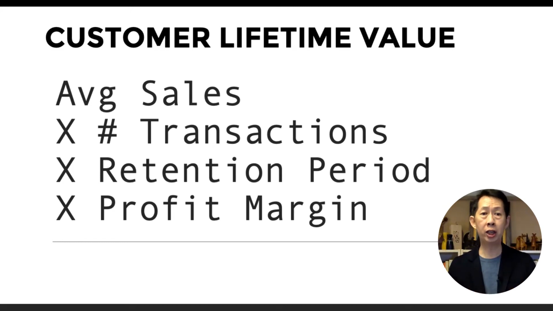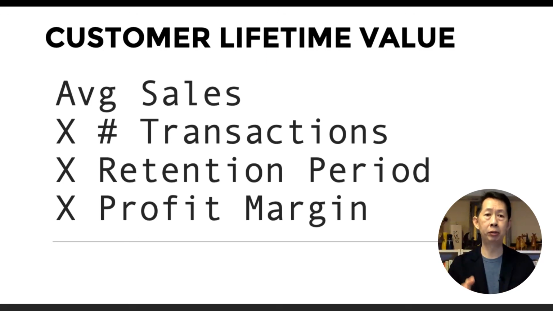Then you take this number and multiply by your profit margin. Let's say your profit margin is 30%. So you take average sales times number of transactions times retention period, and then finally times your profit margin. This will give you your customer lifetime value.